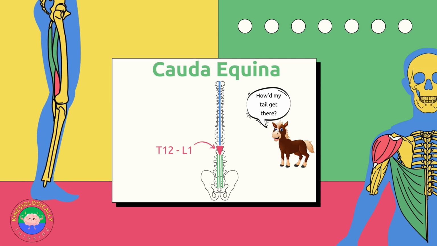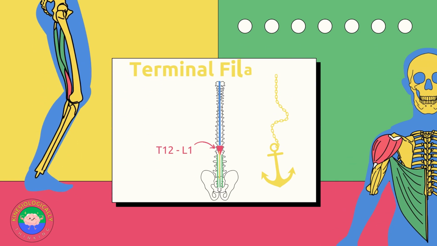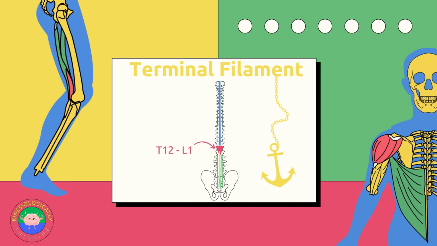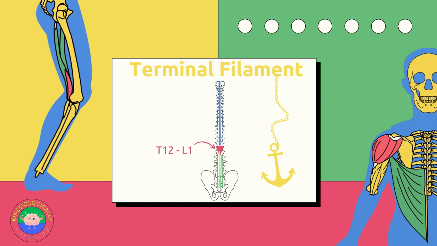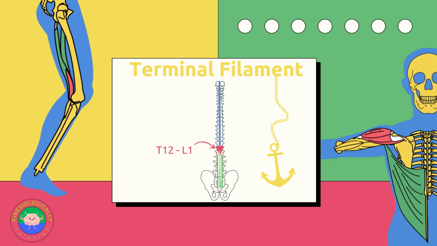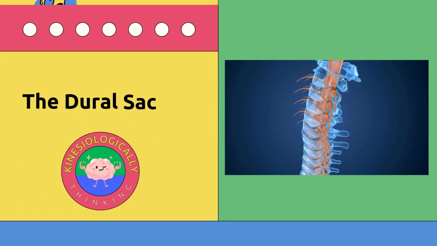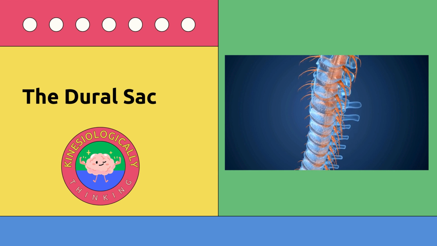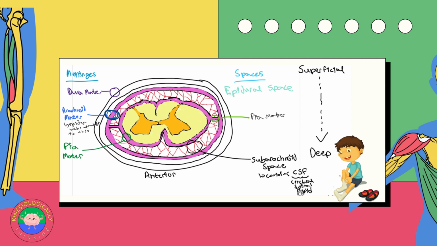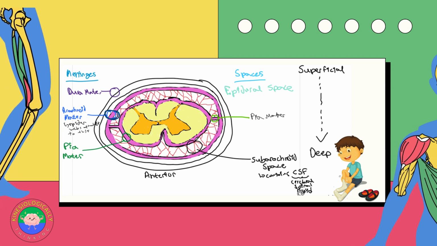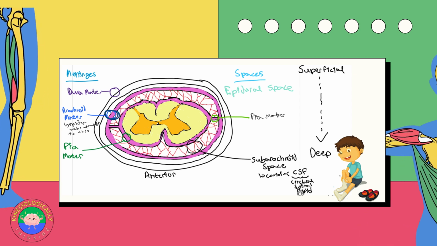Next up is the terminal filament, which is the filament that actually branches from the medullary cone to anchor the spinal cord onto the coccyx, which we can see here in yellow. The dural sac surrounds the spinal cord, providing protection for our spinal cord, which is very important since this is where all our motor and sensory information is transmitted along.